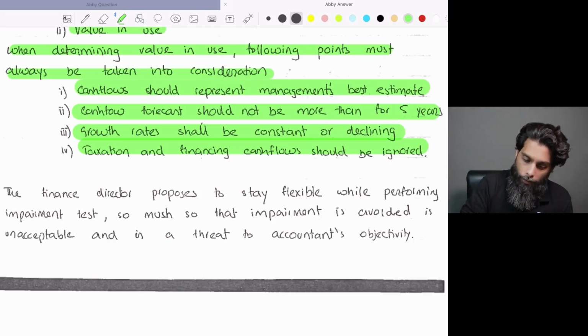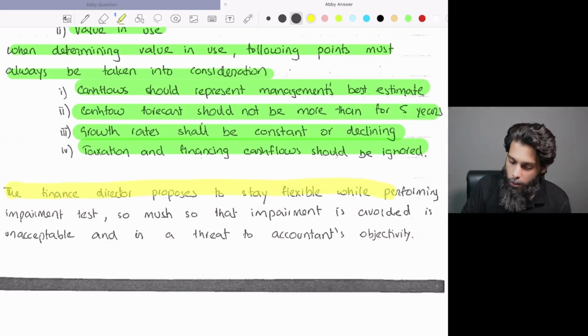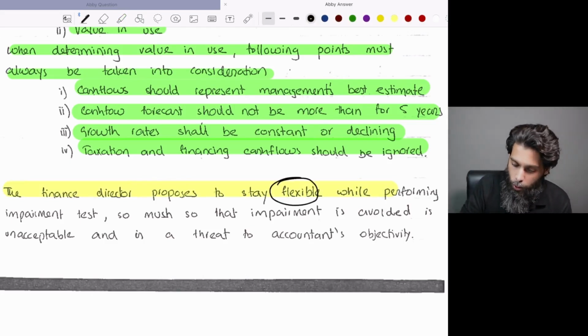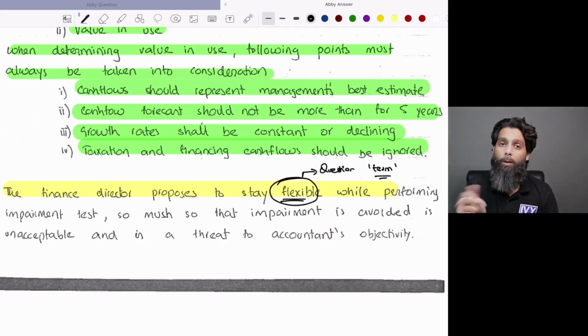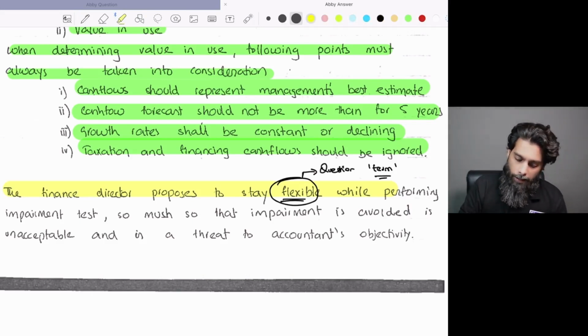So the finance director proposes to stay flexible. Use the terms from the question itself. Question terms. Use critical words from the question itself. The finance director proposes to stay flexible while performing impairment tests, so much so that impairment is avoided, and this is unacceptable and is a threat to accountants' objectivity.